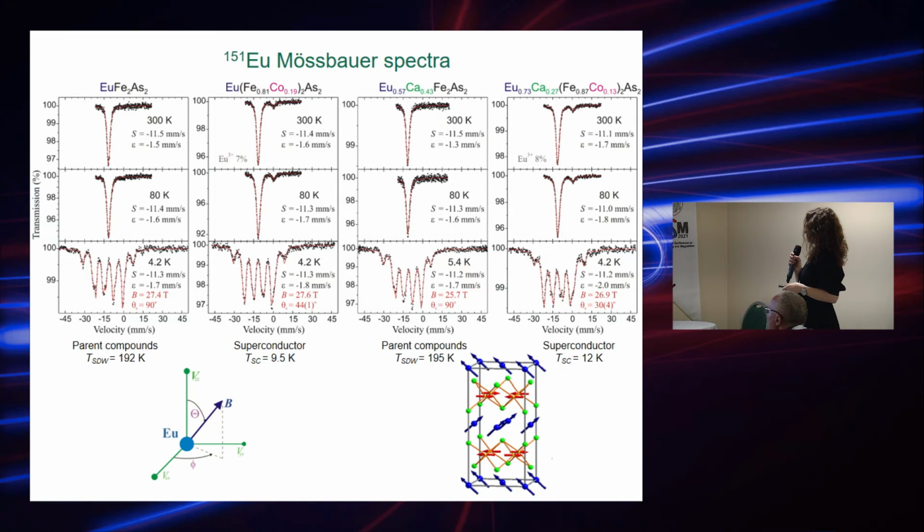Here we see that these spectra look a little different, especially in this line. It is connected with reorientation of the magnetic moment on europium. So here we can, of course, distinguish this angle. In the parent compound we observe that this angle is 19, but for this superconductor it is 44, and for this superconductor it is 30. Mossbauer spectroscopy is not sensitive to the type of this reorientation.